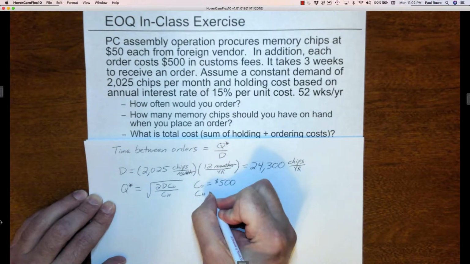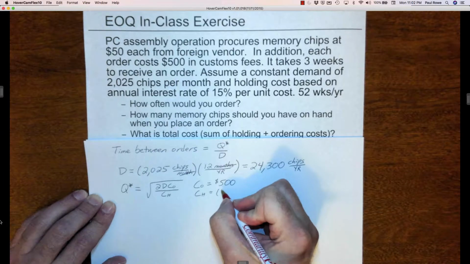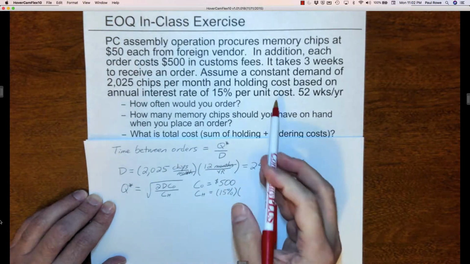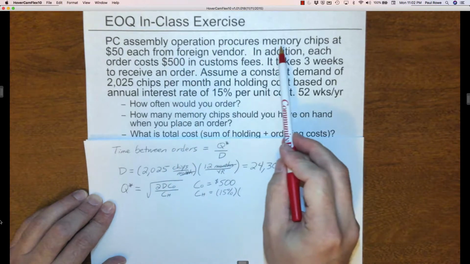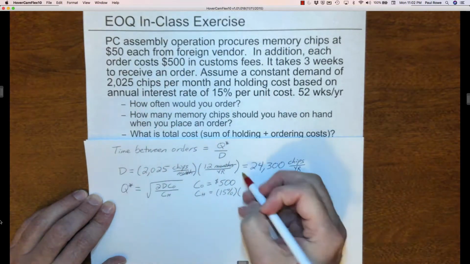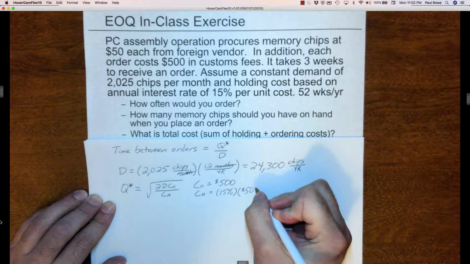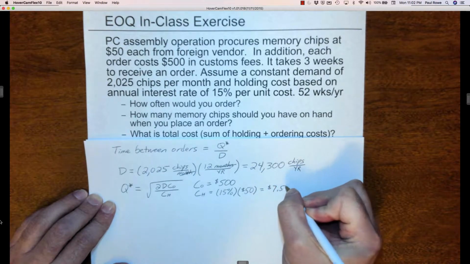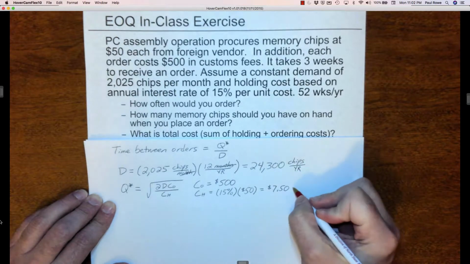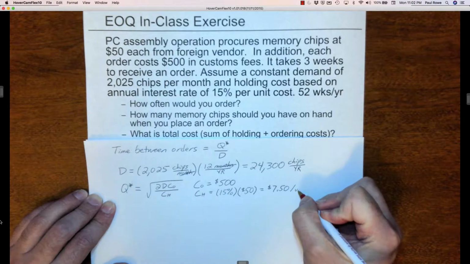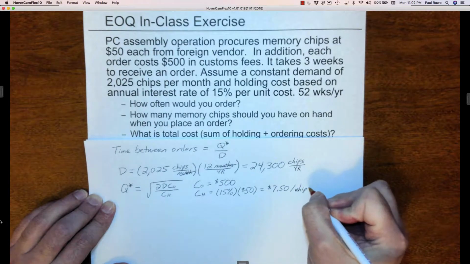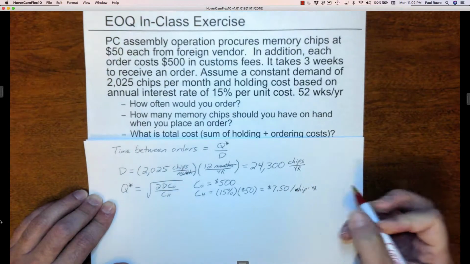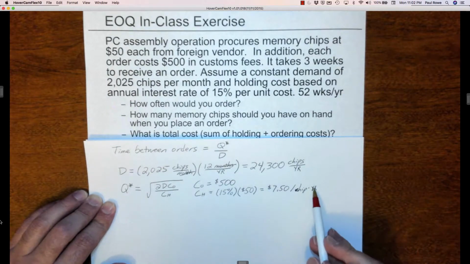So we see our holding cost will be 15% of our unit cost. And we see that each chip is $50. And so we see that it's $7.50 per chip per year. So this is already annualized.